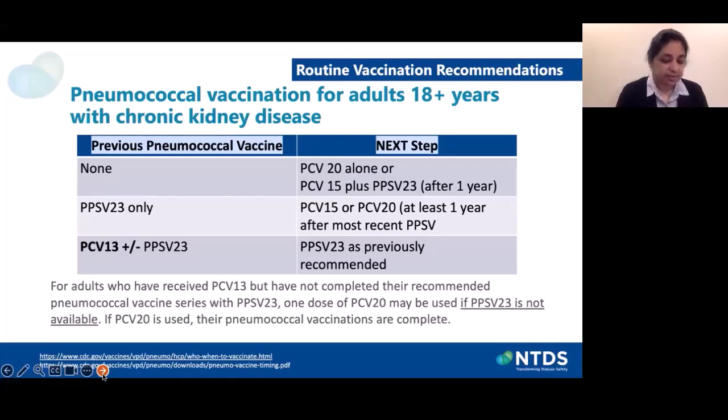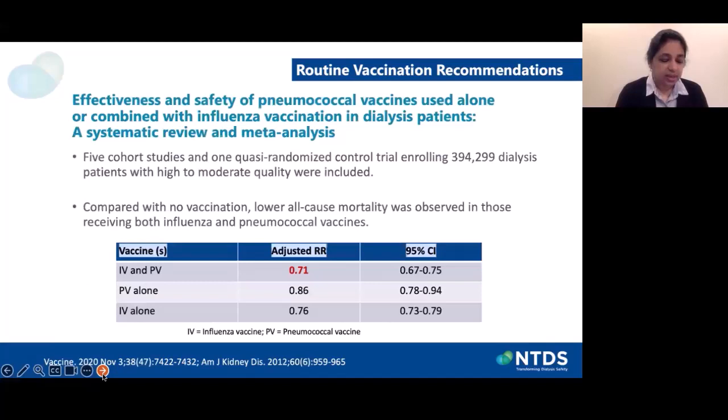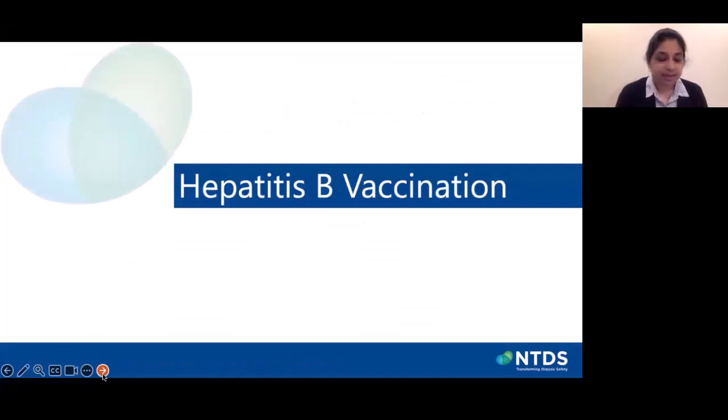If PCV13 and/or PPSV23 were already administered, then PPSV23 may be given as previously recommended, or 1 dose of PCV20 may be used if PPSV23 is unavailable. Pneumococcal vaccines used either alone or combined with influenza vaccination in dialysis patients are effective and safe. A meta-analysis study revealed that compared with no vaccination, those who received both influenza and pneumococcal vaccines had nearly 30% lower all-cause mortality. Next, let's spend a few minutes to review hepatitis B vaccination.